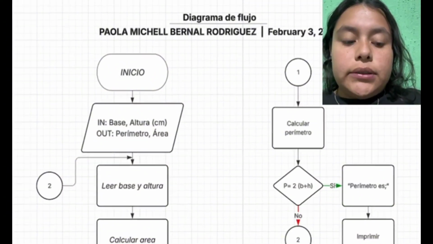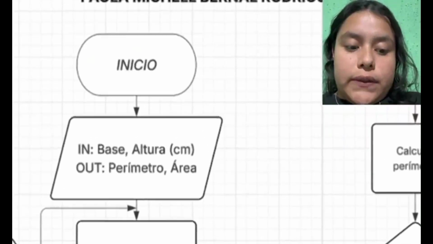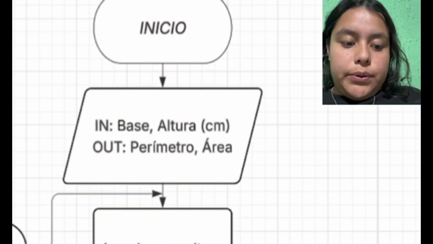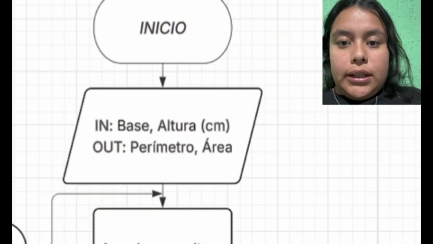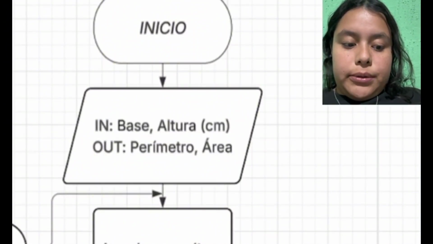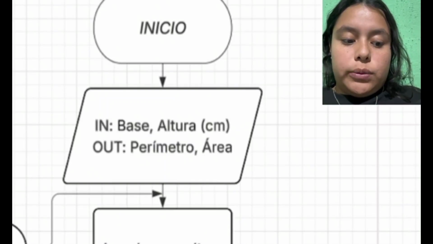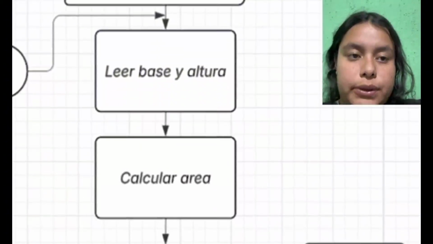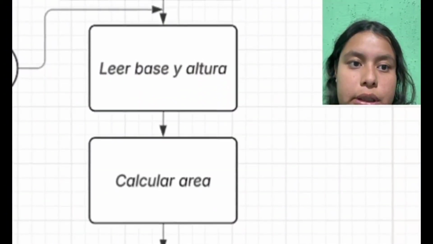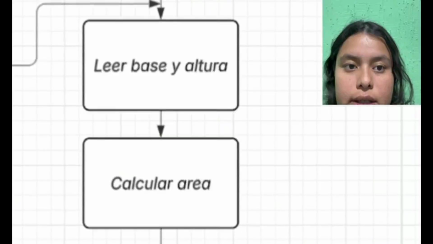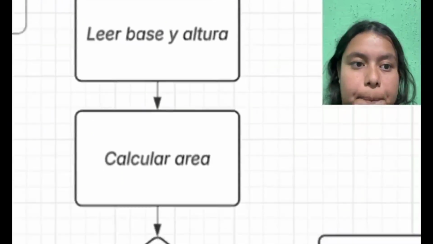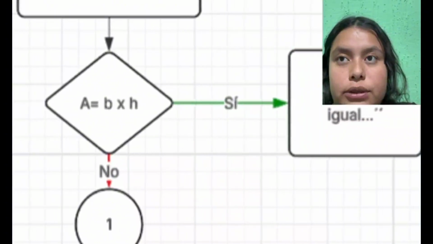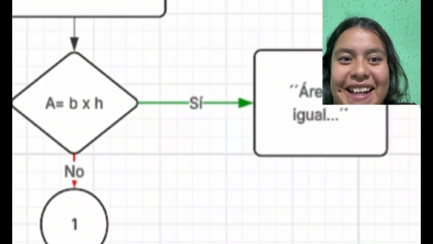In the following flowchart, we have first the beginning. In our tools, we have input that are base and height in centimeters, obviously, and the output that will be the perimeter and area. Then we have this process that will be to read base and height and calculate area.